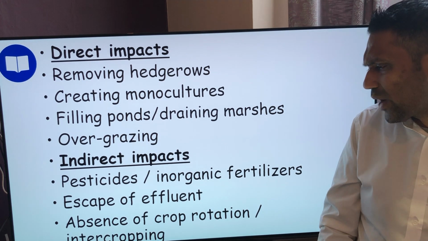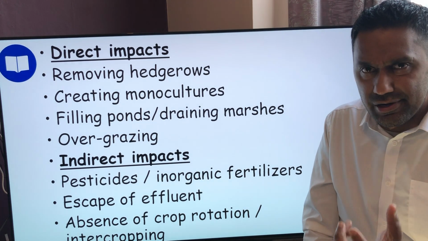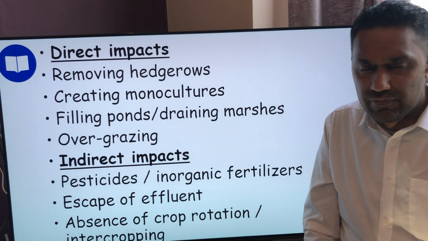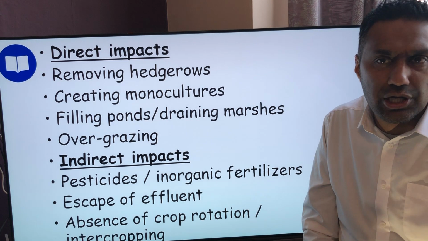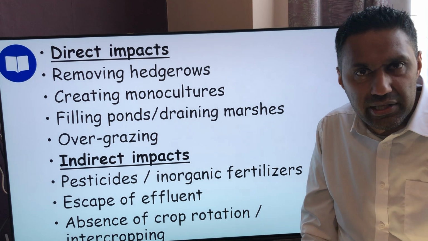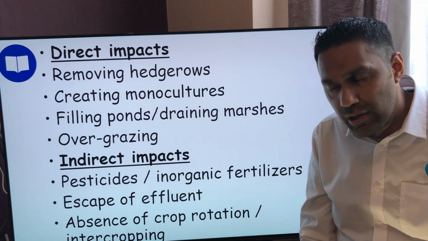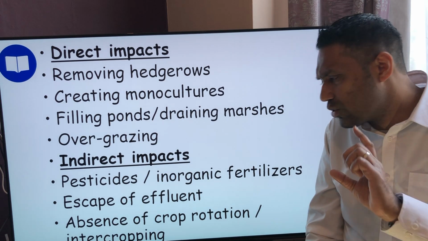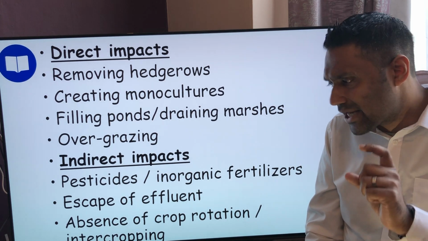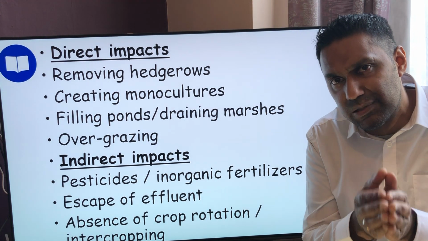The absence of crop rotation and intercropping. Crop rotation is where one year you grow, let's say, carrots, and then the next year, after you've harvested your carrots, you grow turnips, then the next year potatoes, then the next year broccoli or something like that. And then the fifth year you go back to your carrots again. Why are you growing different things every year? It's called crop rotation.